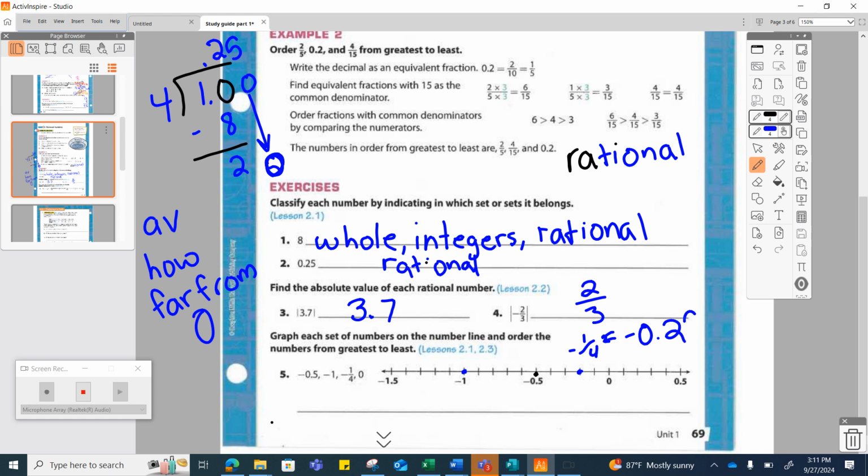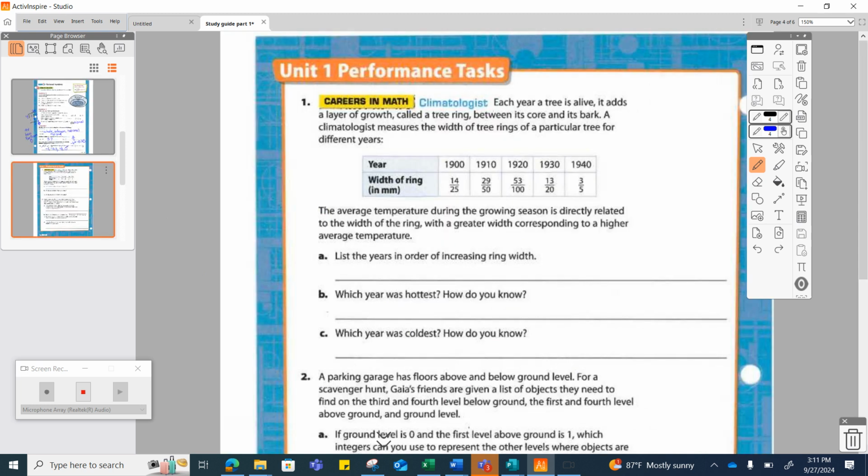Okay? So the smallest one I have, the furthest one to the left here is -1. Then the next one is -0.5. Then the next one is -1/4. And then the next one is 0. Okay?